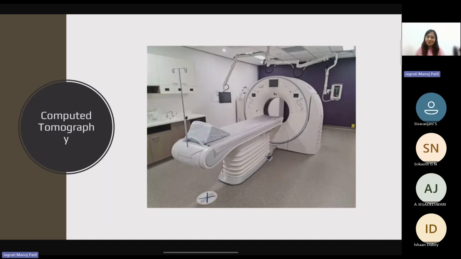These machines look fancy and very big. They are always on the basement floor because you need much higher electrical insulation there, so that you won't affect the other departments and the patients. So whenever you need scans like this, patients are brought from the upper floors to the basement to do the scans.